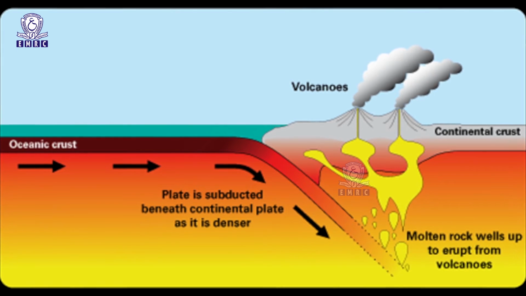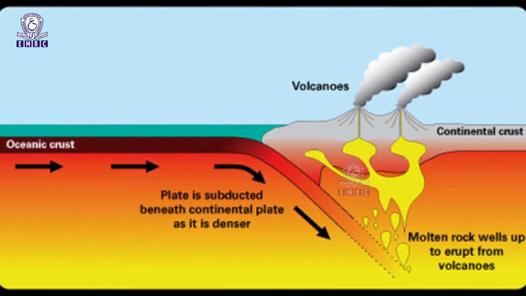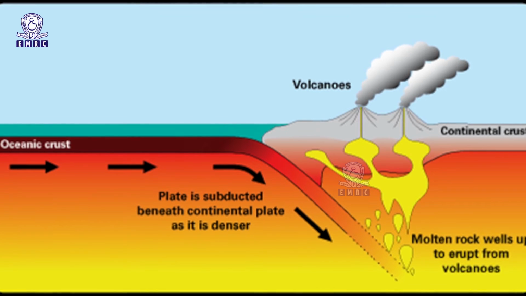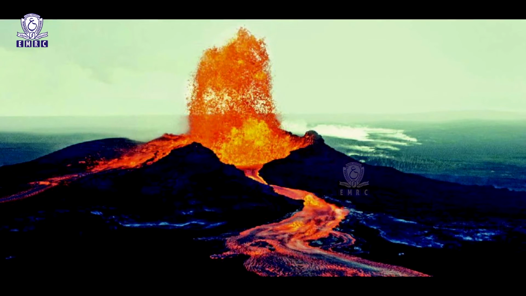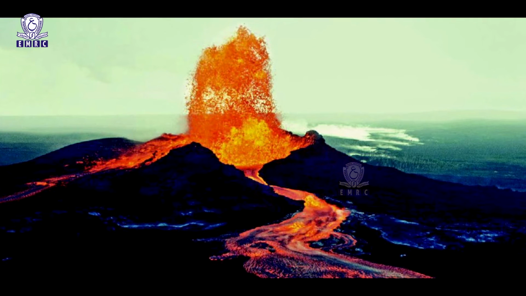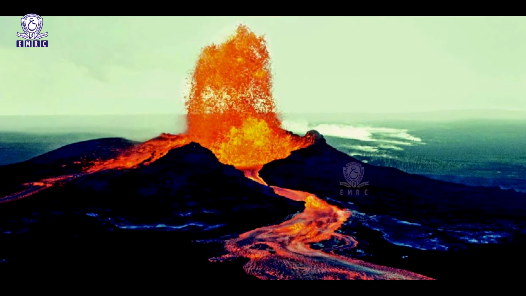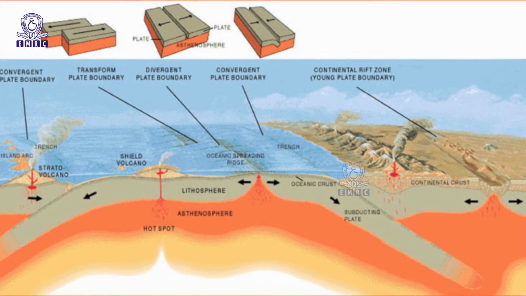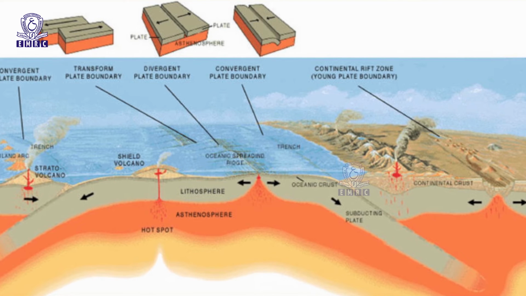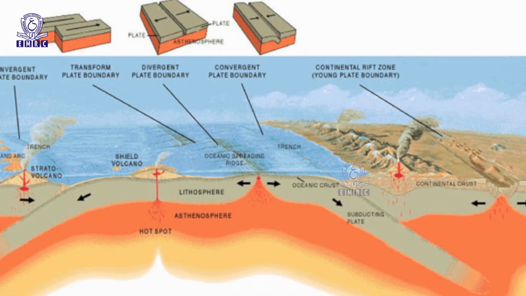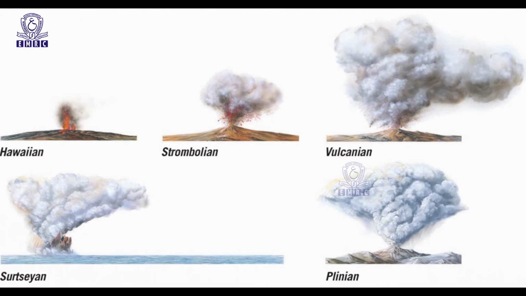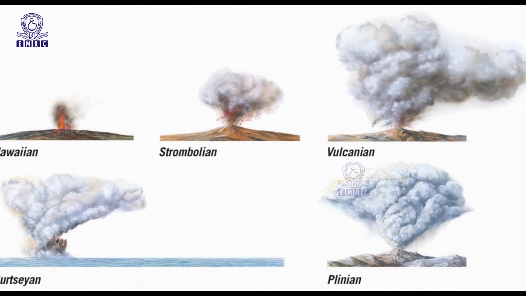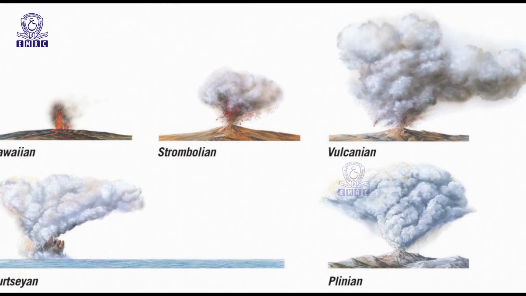In recent times, the theory of plate tectonics has provided a very scientific explanation of the process of volcanism. Plate tectonics very well explains the mechanism of volcanism and volcanic eruption. In fact, volcanic eruptions are closely related to the plate boundaries. The type of plate movements and the plate boundaries also determine the nature and intensity of volcanic eruption.